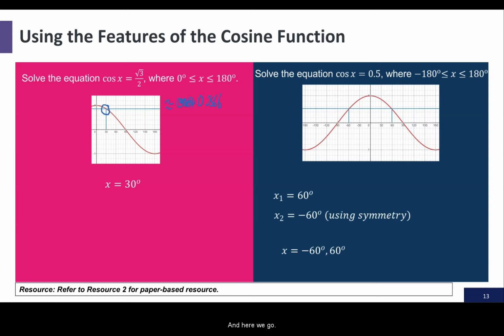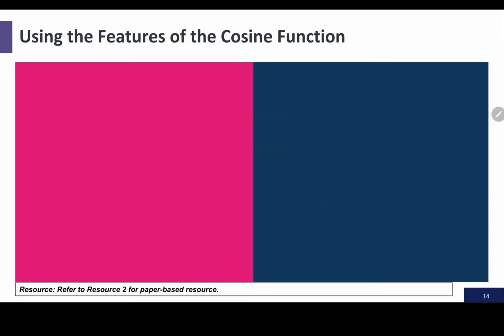And here we go. So I've drawn the cosine curve between minus 180 and 180 degrees. My calculator has got me the first solution, and then I've used symmetry to get the second solution. Final question. This time I've got 2 cos squared x equals 1.